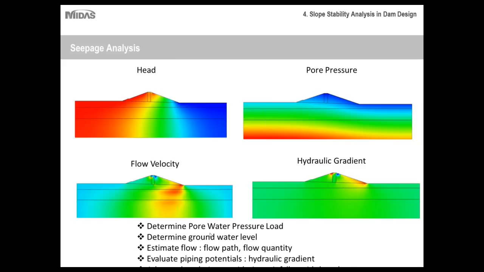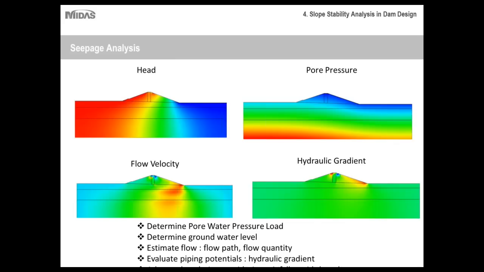So some other things to take into account is you can determine the pore water pressure loads, which are used directly in your slope stability analysis. I'll discuss that shortly. You can determine the groundwater level. So for example, if you want to make sure that the water level doesn't exceed a certain point on this side of the embankment, then with a seepage analysis you can calculate that. You can estimate the flow, the way the water behaves, how it travels, how much water can be expected to seep through the other side.